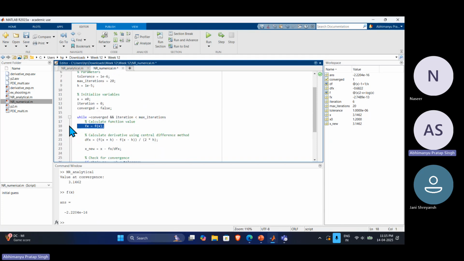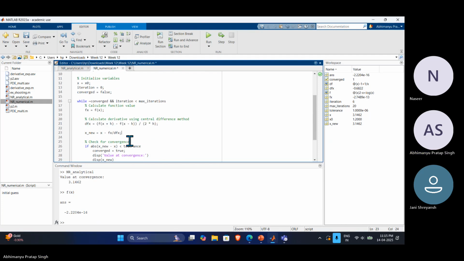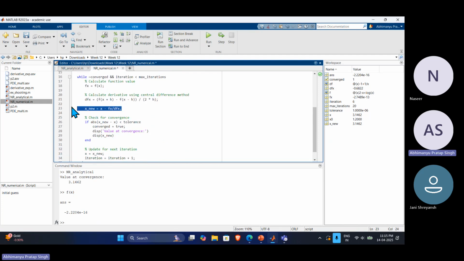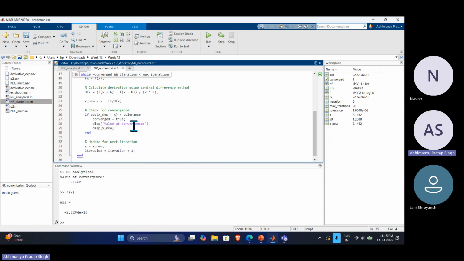I am calculating my function value. Then I am calculating my derivative using central difference, so f of x plus h minus f of x minus h divided by 2 times h. I can use even the forward derivative or backward derivative; I just need to change this line. Here I'm using central difference. The rest of the code remains the same. This is my Newton-Raphson update rule. This is convergence, and then this is the update for the next iteration.